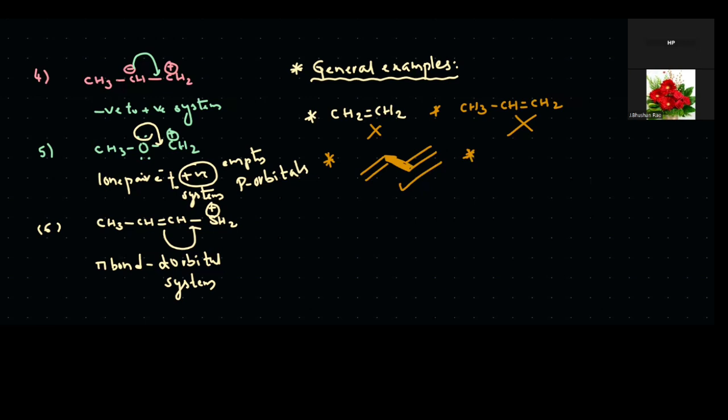Next, one more example, CH3 CHO molecule. Here one pi bond is present between the oxygen and carbon, but there is no negative charge or any other kind of conjugated system. So here also the mesomeric effect is not possible.